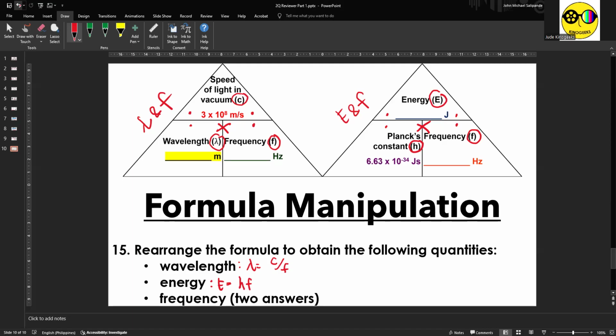Now for frequency, since we have two pyramids, we have two answers as well. In the first pyramid, you have the speed of light in vacuum on top and the wavelength, lambda, below, so you have c divided by lambda. On the second pyramid, you have the energy on top and Planck's constant at the bottom, so you have E divided by h. And there you go. This is how we rearrange the formula to obtain the three quantities: wavelength, energy, and frequency.